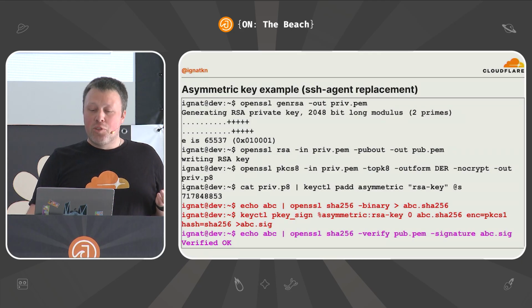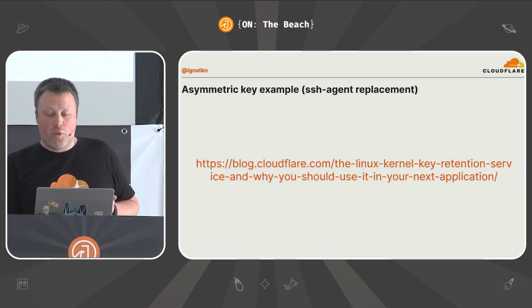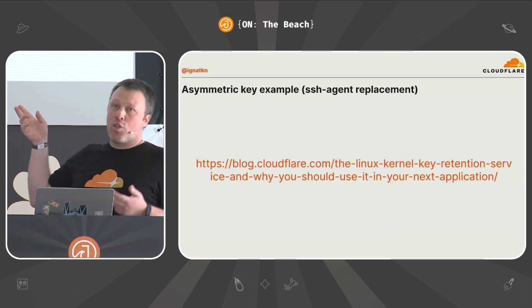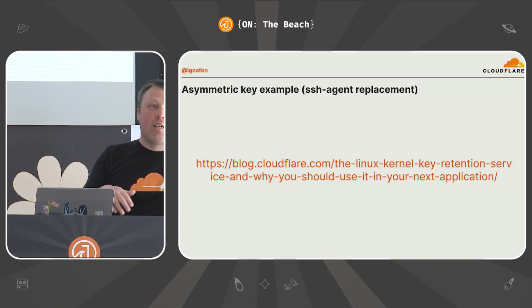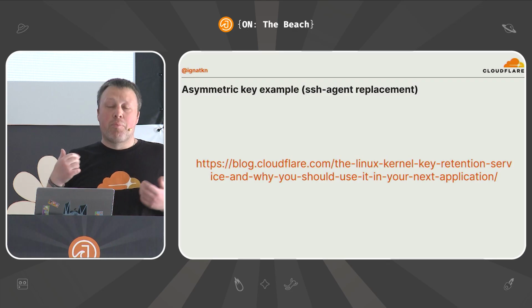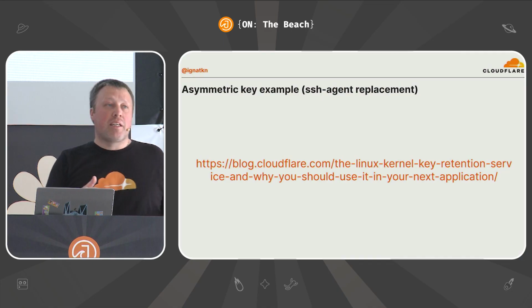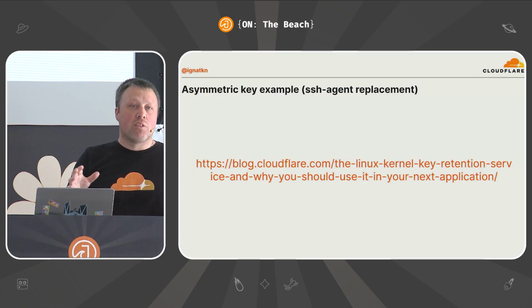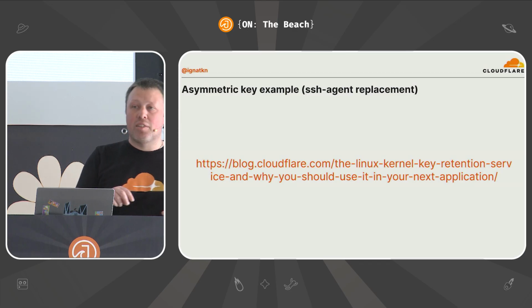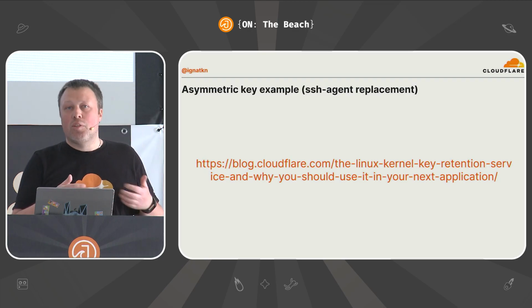So RSA keys are useful exactly for replacing the agent model. In this Cloudflare blog post, which I also have a link to at the end, we developed a proof of concept patch for the SSH client. So you can replace the SSH agent with the kernel keystore. You don't have to run an agent on your system, but you can just store your RSA SSH key inside the kernel keyring, and the SSH client will use that to authenticate to your service.